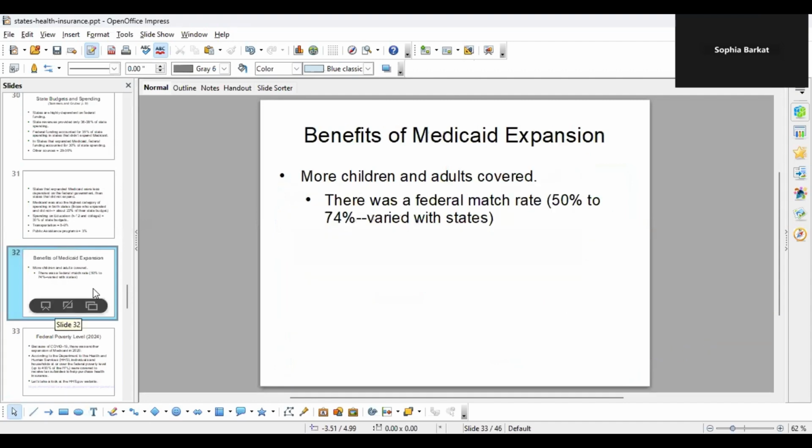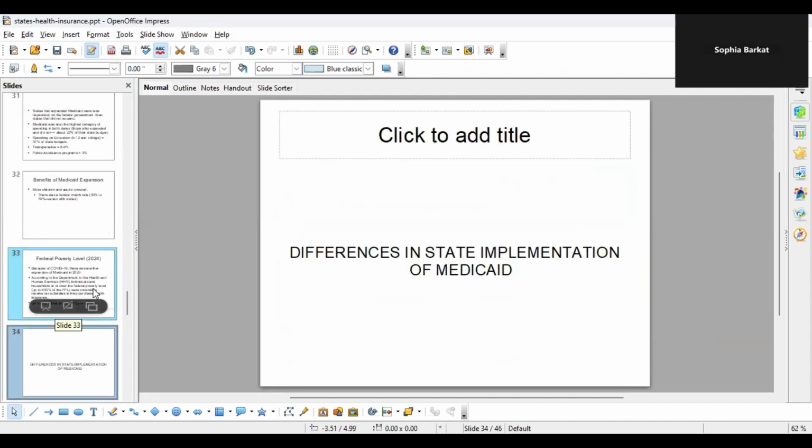Let's go to the next page. So here is where we get the other papers by Sommer and Maloney et al. They look at the differences in state implementation of Medicaid.